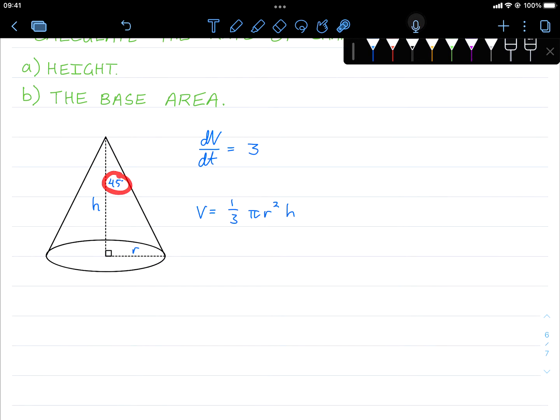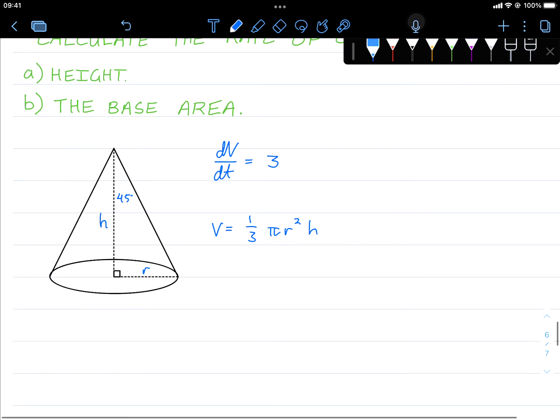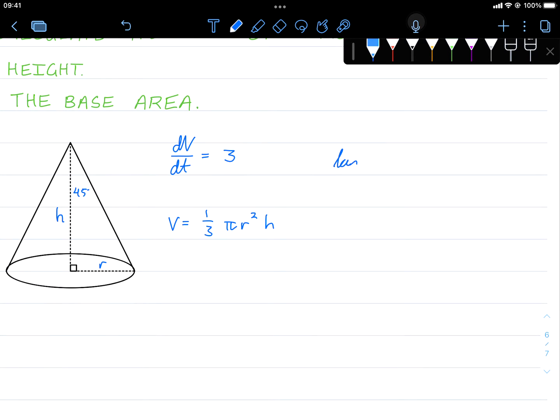Let's take a look at this 45 degrees. It isn't placed there just because. It definitely has to play a part in the question. So since we're working with r and h in relation to 45, that's actually going to be the opposite and the adjacent. That's going to be tan 45 equaling opposite over adjacent. Tan 45 is 1. So from here, if we multiply both sides by h, we get h is equal to r.